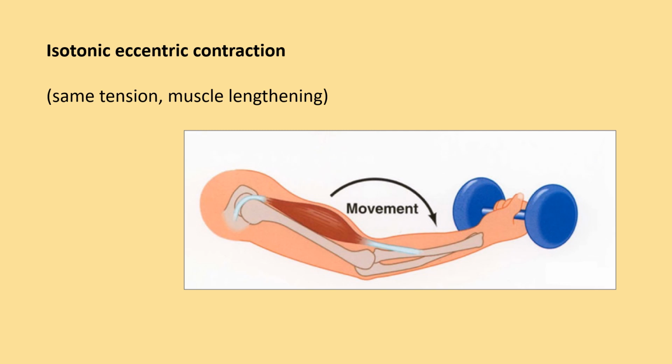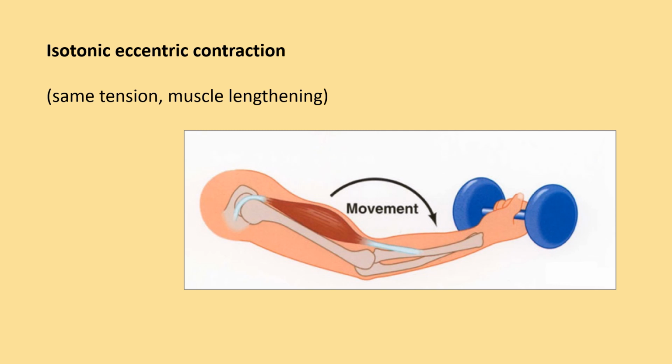So isotonic means same tension. We're still holding a 10-pound weight. And in this case, the muscle is getting longer. That's eccentric contraction. And it's important to note that the muscle must be generating tension here in order to slowly lower the weight. That's the safer movement.